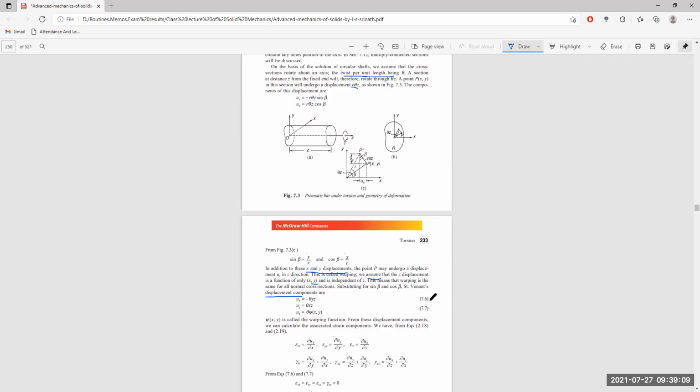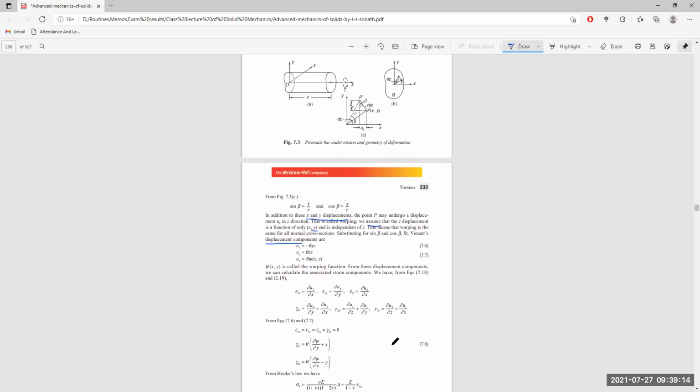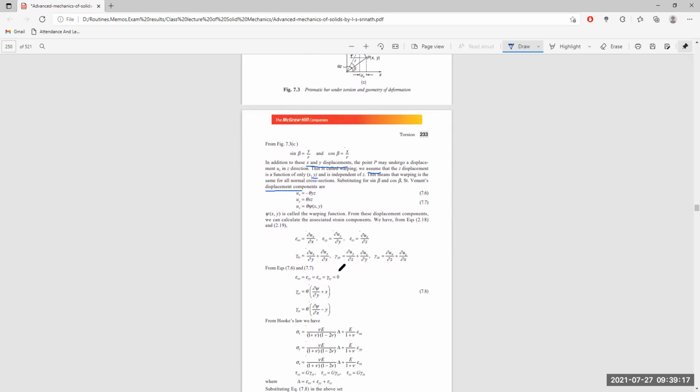So from this, with the help of these three equations, what we do is we put epsilon xx, epsilon yy, epsilon zz, and gamma xy, these are all equal to 0. And the shear strain gamma xy is theta into the derivative of psi with respect to y plus x, and the derivative of theta in terms of phi by x minus y.